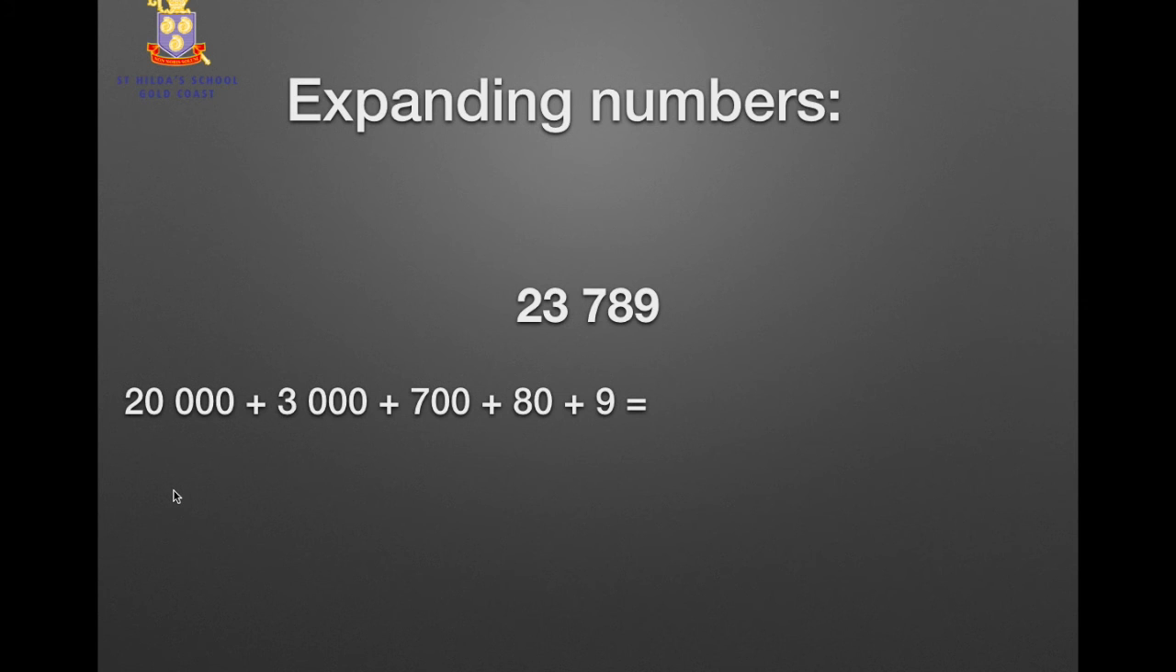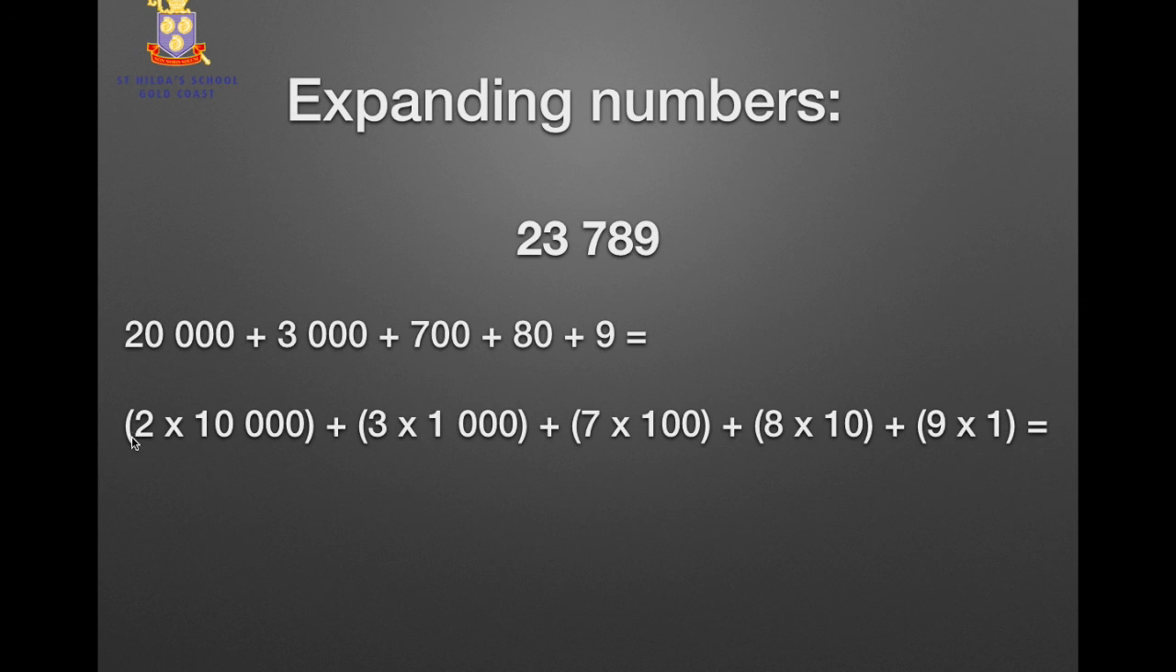Let's expand it the second way. Now we need to use brackets. So this 2 in the number here we know is worth 20,000, which is actually 2 lots of 10,000. 2 times 10,000 is 20,000. So we open the brackets and we write 2 times 10,000, close the brackets. Adding that next to the 3, which is worth 3,000, so 3 lots of 1,000. 3 times 1,000, close the brackets, plus, open the brackets, 7 times 100.